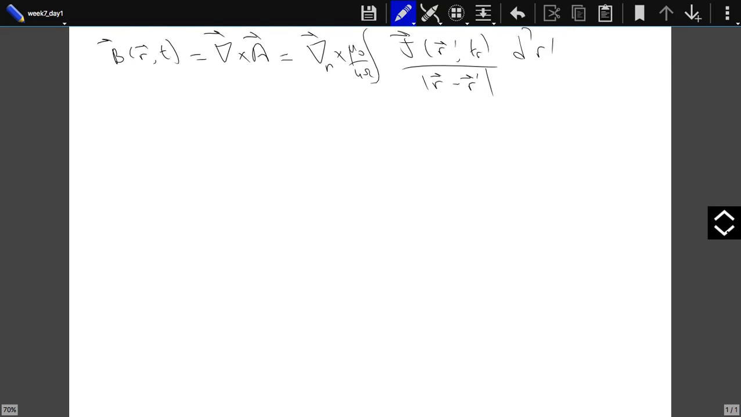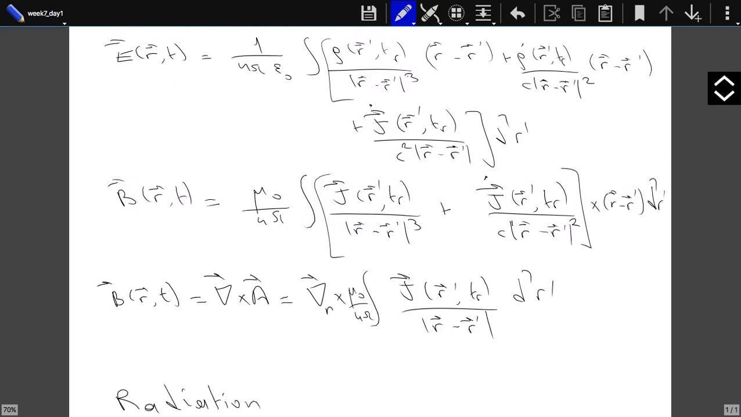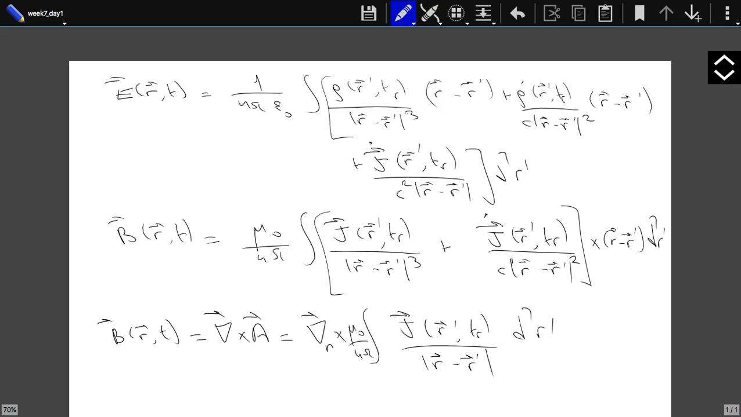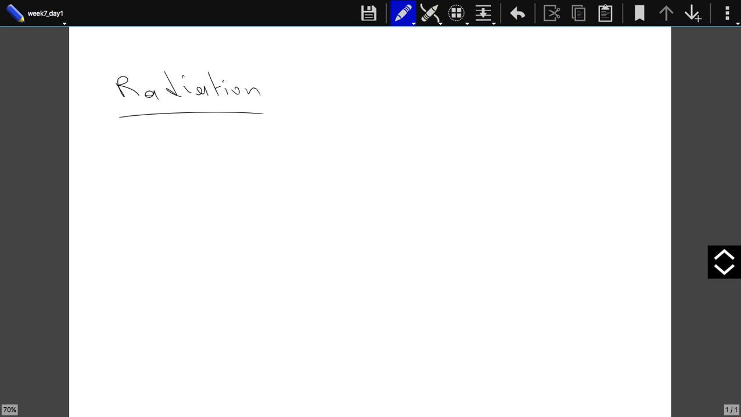Now, today we will start the subject of radiation. Basically, these equations are Jefimenko's equations that we had derived. I will need them in a moment, so I didn't want to waste time writing them down during the lecture. So first of all, let's start with radiation. What do we mean by radiation? Let's be specific about that.